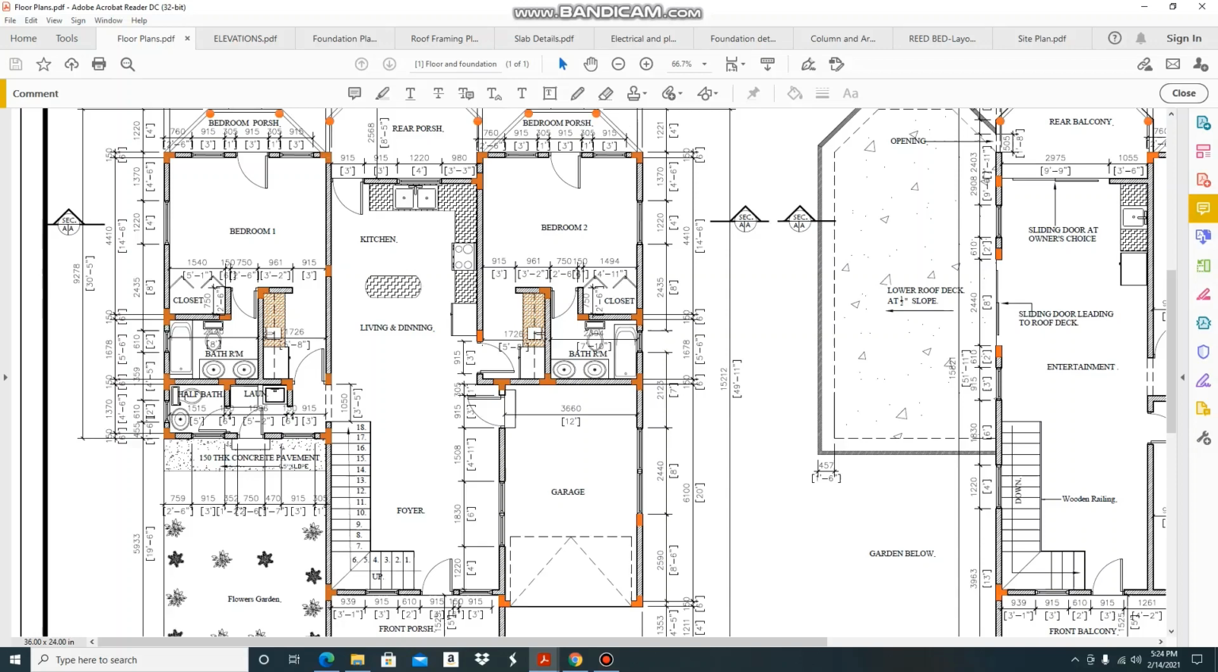So that's the end of this segment for now. I'm going to be uploading another video where I look at how you can read other parts of your drawing, your elevation, your section, your foundation, your roof framing, and your footing, and your column, and your slab detail. So for now, this is it for this video.